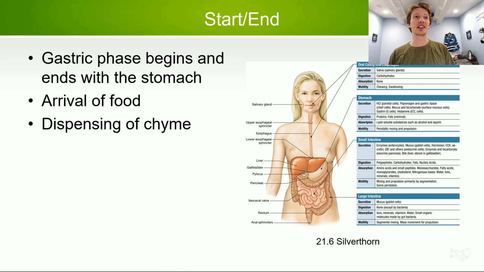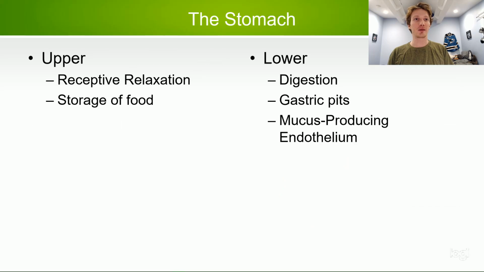The stomach, as seen here in figure 21.6 from Silverthorne, secretes a number of acids and enzymes to aid in the digestion of proteins, primarily, but also some fats. The stomach concentrates on breaking down food, but does play a small role in the absorption of some lipid-soluble substances like alcohol and aspirin. But most importantly, it breaks down food into chyme, mixes it up, and dispenses it to the small intestines. We can divide the stomach into two sections, the upper and lower stomach.